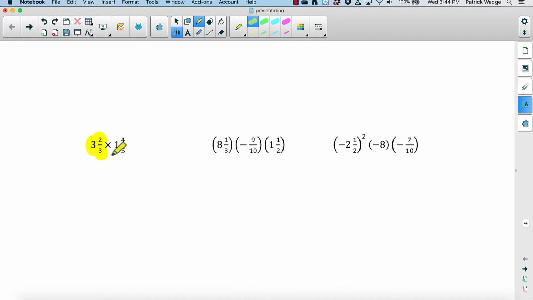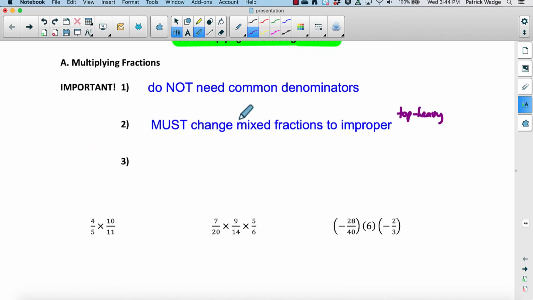And of course, we know how to switch those into improper fractions. Like if I was doing this one, I would go 3 times 3, which is 9, and add 2, which is 11, and then keep the denominator the same. So you'd get 11 over 3. That's something I'm kind of assuming you already know how to do. Okay, so you have to change your mixed fractions to improper. You can't multiply and divide mixed fractions. Well, you can, but it's very complicated, a lot of work. Don't want to do that. So the easiest way is to switch them to improper.